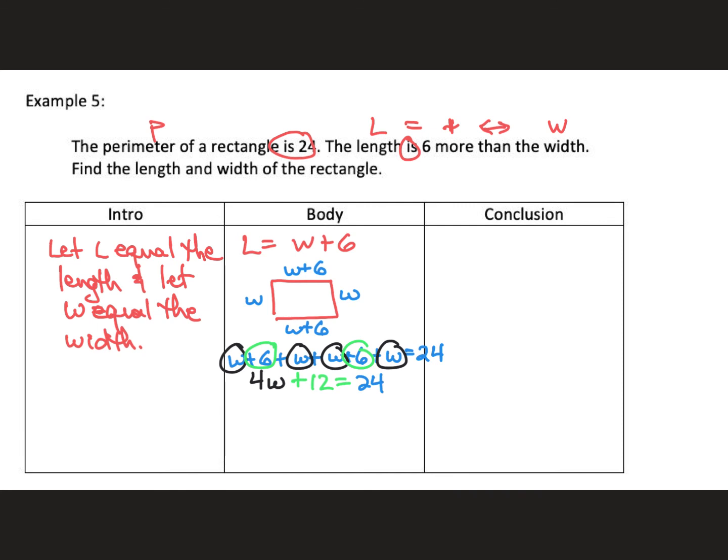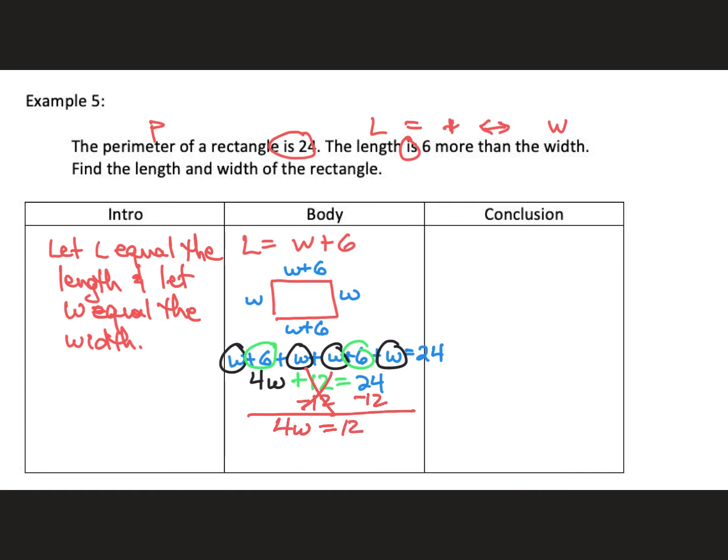So 4W plus 12 equals 24. Now we want to solve the equation. Who wants to be with the 24, the 12 or the 4W? The 24 wants to be over here. That's adding 12, so we're going to subtract off 12. So we have 4W, positive negative 12 makes 0. 24 minus 12 is 12.